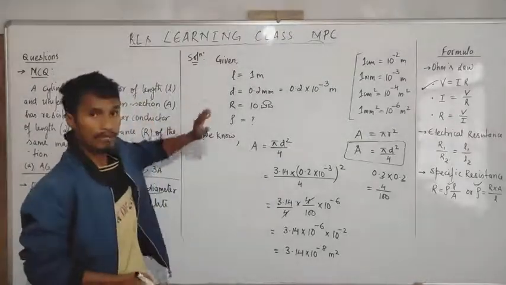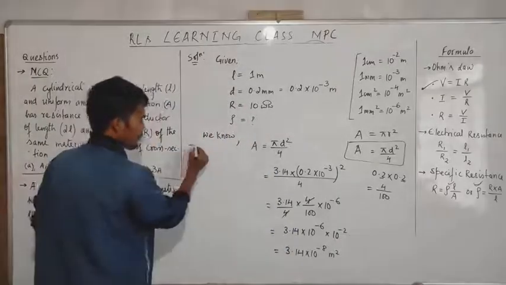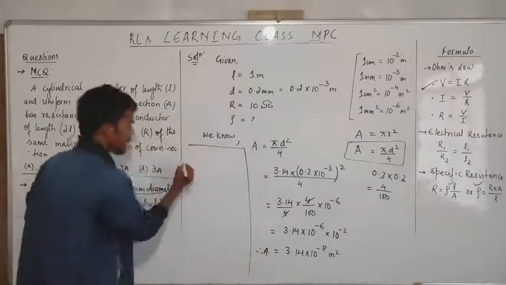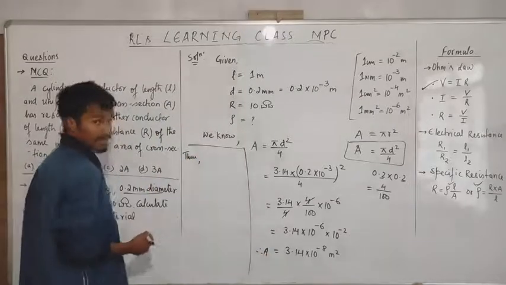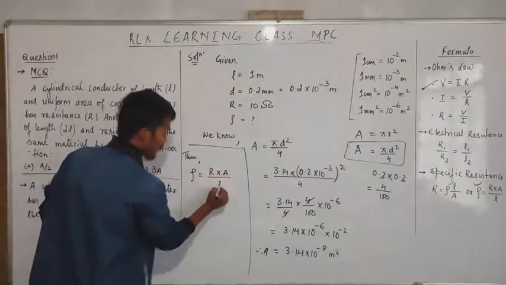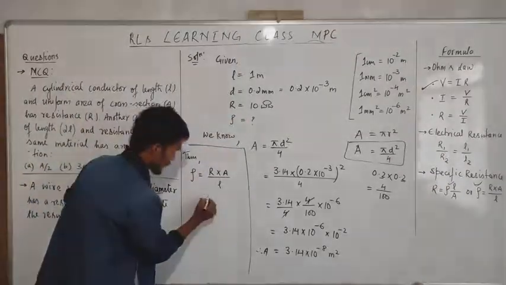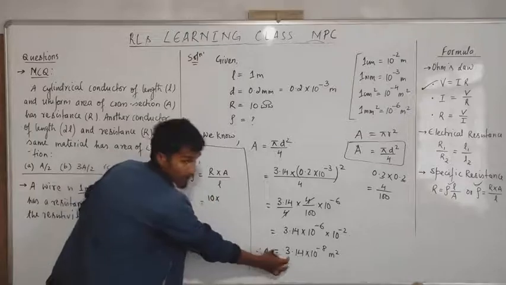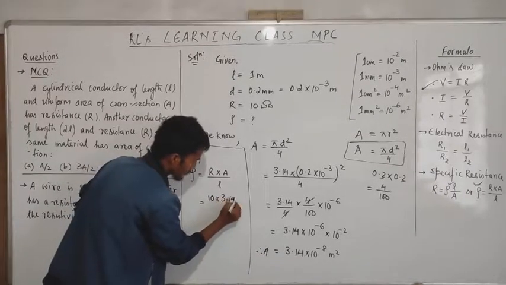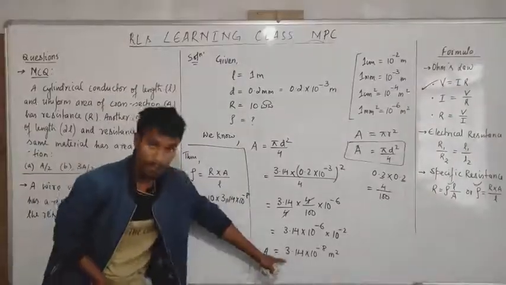Then we can find the value of rho. I'll write here. We already got the value of A. Thus electrical resistivity rho is equal to R into A by L. Then you substitute the value. What's the value of R? R will be 10. Then A, how much we got? 3.14 into 10 to the power minus 8. That's the value of A we got from here.